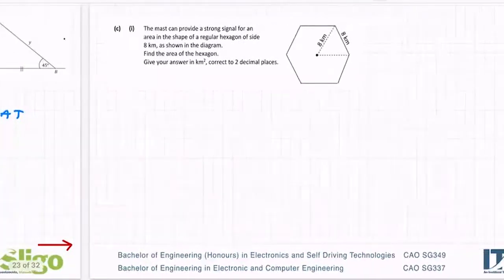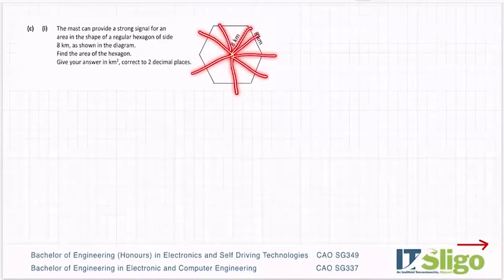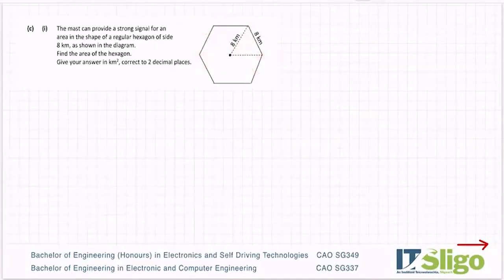Okay. Part C. The mast can provide a strong signal for an area in the shape of a regular hexagon of side 8 kilometers as shown in the diagram. Find the area of the hexagon. So this is how satellite Wi-Fi would work. You'd have a tower or a mast, and it can give signal off for, I suppose, a span around it. So this mast can provide a strong signal for an area in the shape of a regular hexagon of side 8 as shown in the diagram. Find the area of the hexagon.